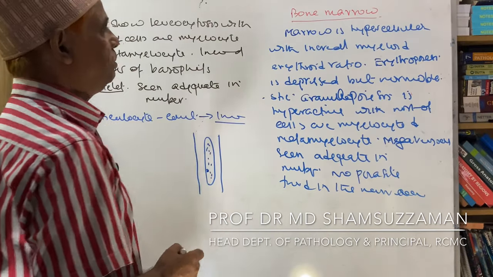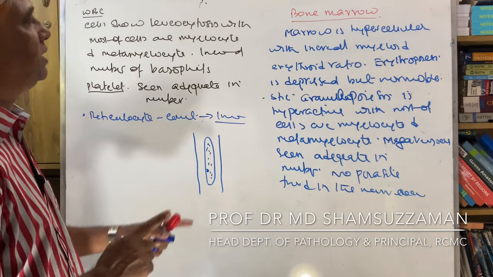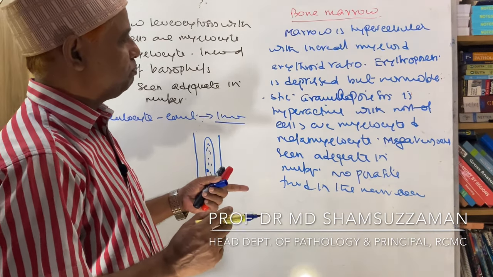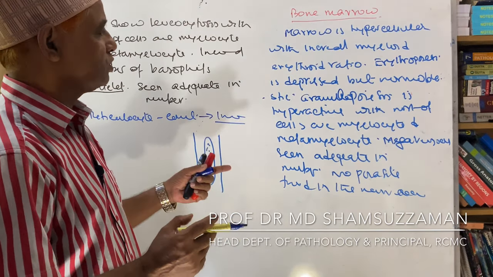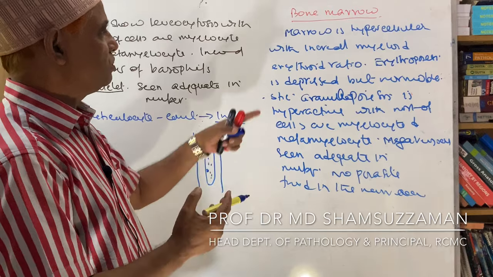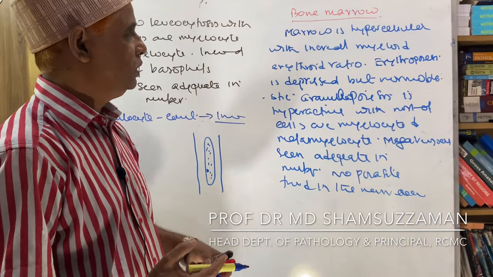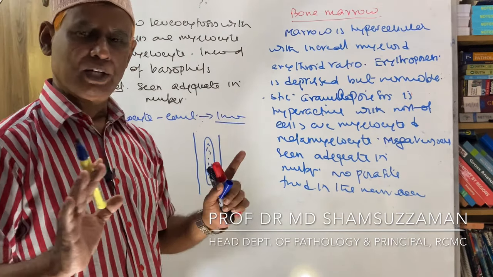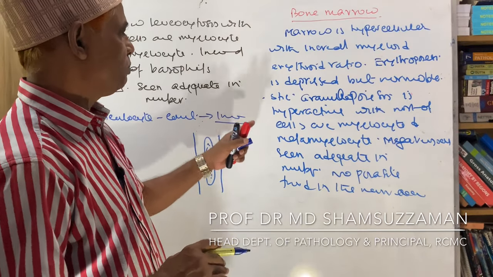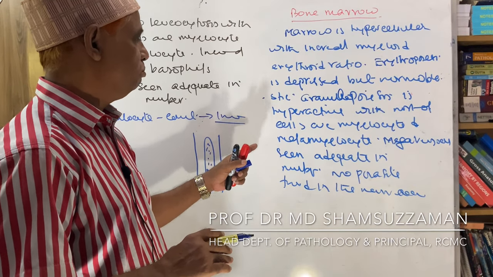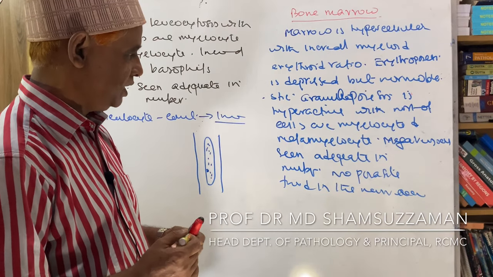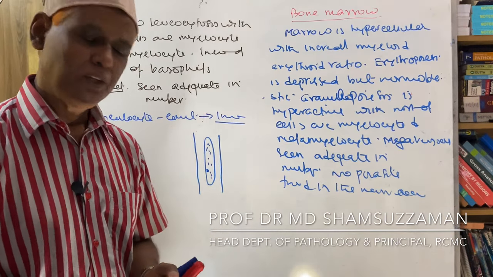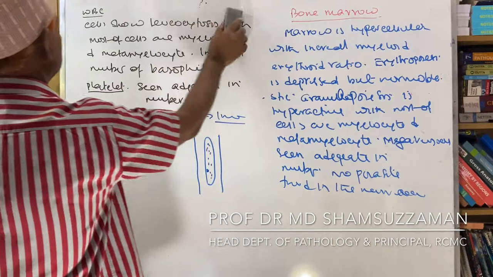So the marrow is hypercellular as it is a blood cancer, a cancer of hematopoietic stem cells. As it is chronic granulocytic leukemia, a myeloid cell cancer, there is increased myeloid erythroid ratio. Erythropoiesis is depressed but normoblastic. Granulopoiesis is hyperactive with most of the cells being myelocytes and metamyelocytes. Megakaryocytes are seen adequate, no parasite found in the marrow examined.